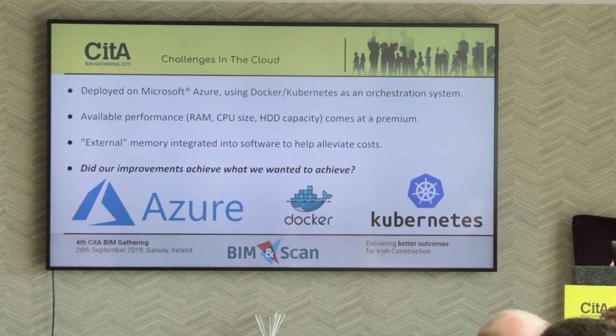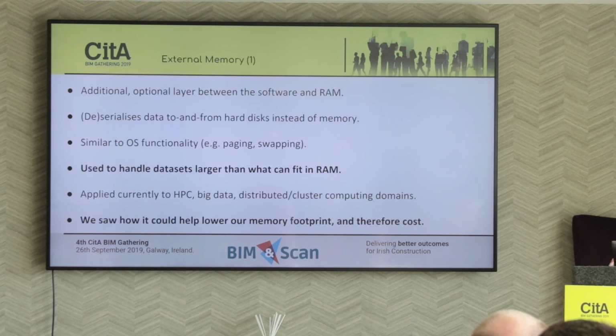So in the cloud, if you use the cloud infrastructure on any services like Microsoft or Amazon, your available performance, so your RAM, your CPU size, hard disk capacity, all comes at a premium, and it can be quite high, especially for RAM and CPU usage. So an external memory integrated into the software was our goal to help alleviate costs, and we want to know, did our improvements achieve what we wanted? So what is external memory?